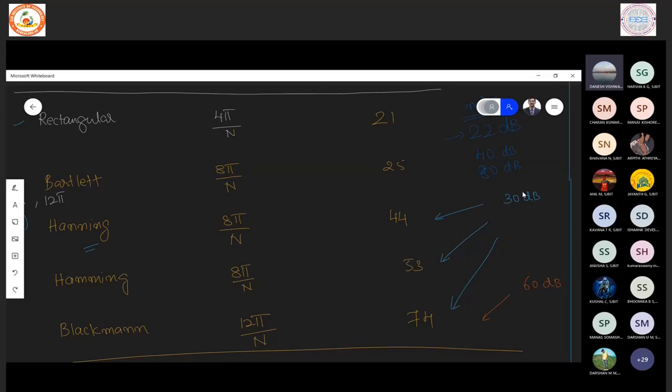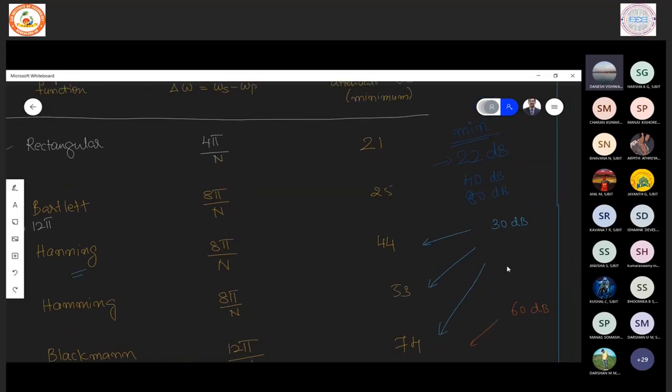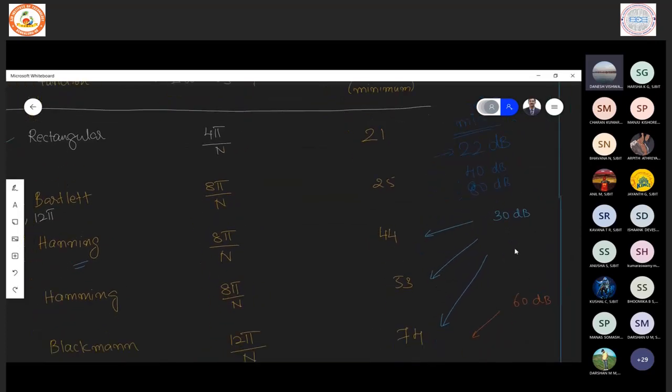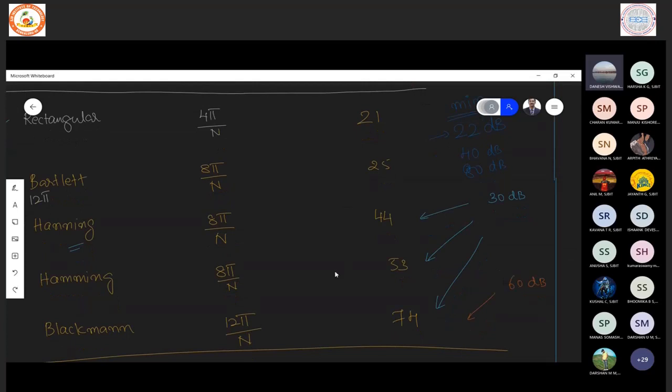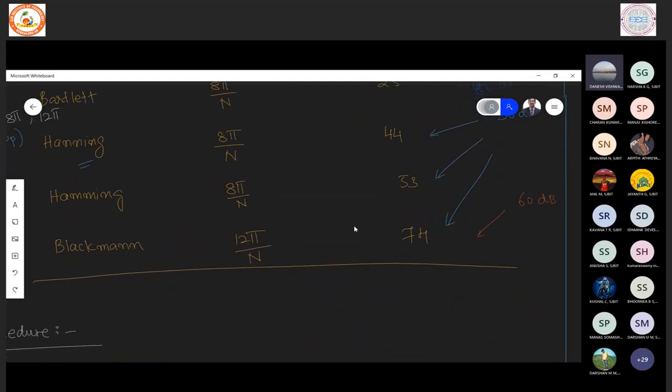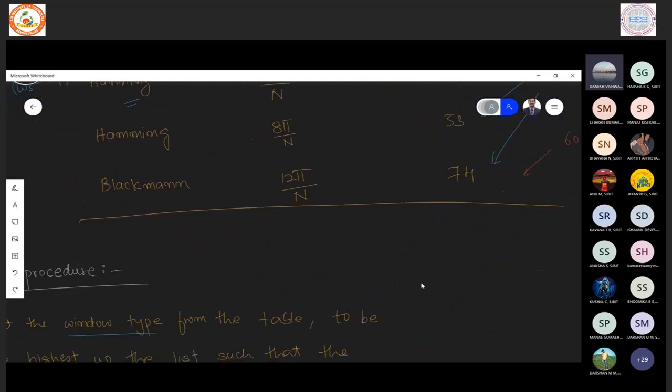Similarly, if 30 dB is asked, give me a minimum stop band attenuation of 30 dB, then the choices will become Hanning, Hamming, Blackman. 25 is ruled out, it will not work. Which one will I go for? I will go with Hanning because it's highest up the list and it satisfies my value of 30 dB. If you are given 60 dB, then the obvious choice here is only Blackman. The rest will not be capable of serving the purpose. So this is how we have to design.